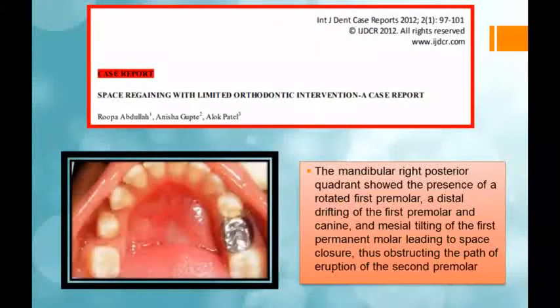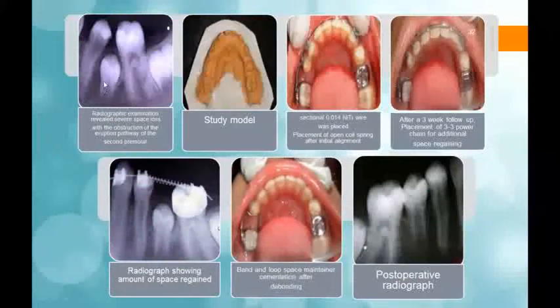Now, one case report on space regaining with limited orthodontic intervention. Here, the photograph shows the mandibular arch, in which the mandibular right posterior quadrant shows the presence of a rotated first premolar, a distal drifting of the first premolar and the canine, and mesial tilting of the first permanent molar, leading to space closure, thus obstructing the path of eruption of the second premolar. Here in the IOPA, the radiographic examination revealed that severe space loss is there with obstruction of the path of eruption of the second premolar.